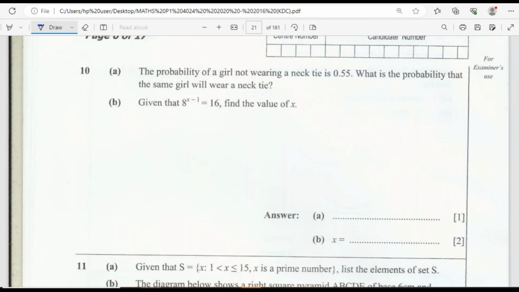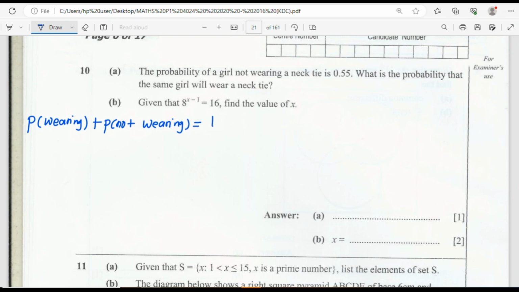So now let's move on to question 10. Question 10a: the probability of a girl not wearing a necktie is 0.55. What is the probability that the same girl wore a necktie? So the probability of one thing happening plus the probability of that thing not happening is equal to 1. So say probability of wearing plus probability of not wearing. We only have two outcomes, so they must add up to 1.